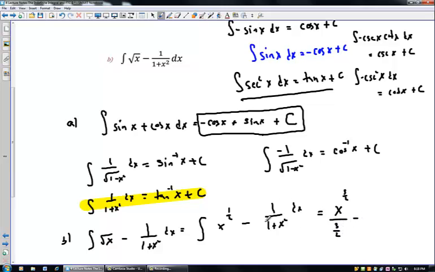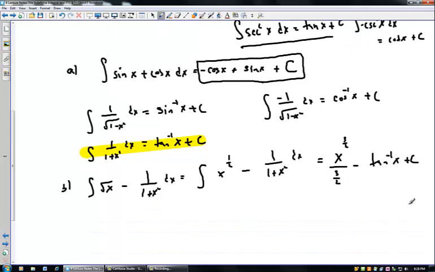Minus the integral of 1 over 1 plus x squared is just tan inverse of x, and that's all plus c. And I want to clean this up a little bit because they gave it to me in radical form. I want to put it back in radical form. So this is equal to 2/3. You divide by a fraction, same as multiplying by its reciprocal. x to 3/2 is simply x root x. And then minus my tan inverse of x plus c.